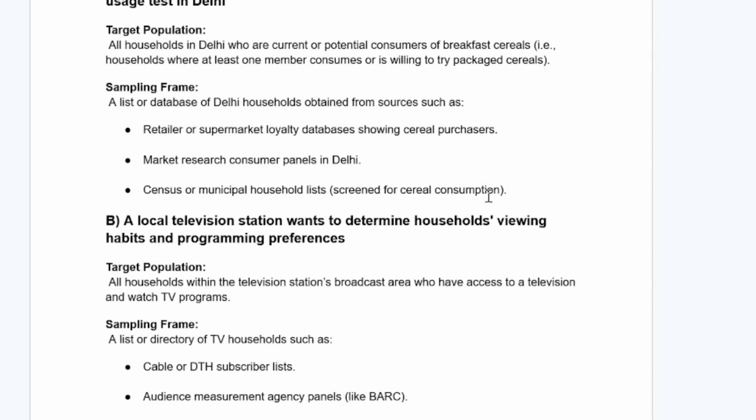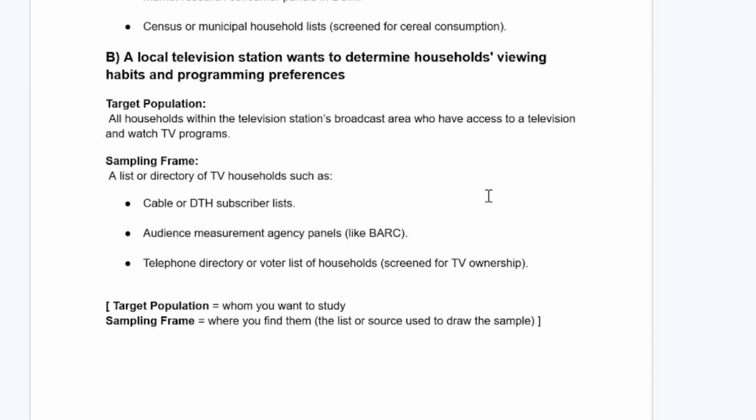ये हमारा target population हो जाएगा. The sampling frame here is the list or database of Delhi households obtained from sources such as retailer या फिर supermarket loyalty databases showing cereal purchasers, market research consumer panels in Delhi, census or municipal household lists screened for cereal consumption. Now the second one is a local television station wants to determine household viewing habits and programming preferences.